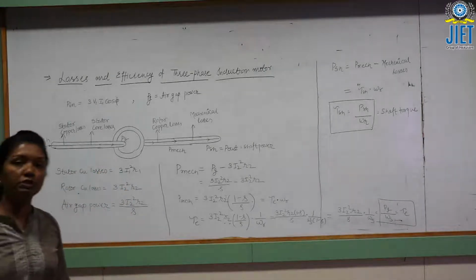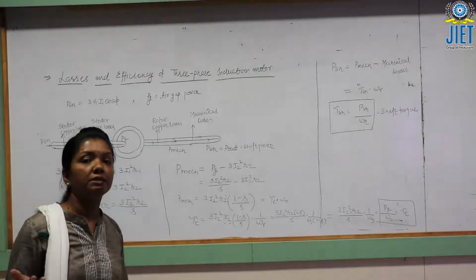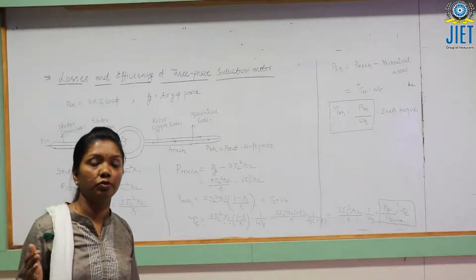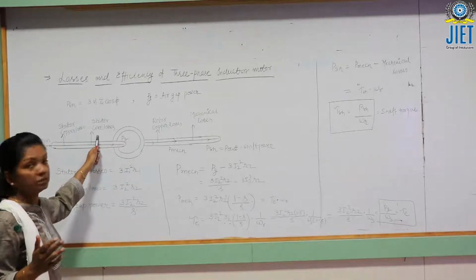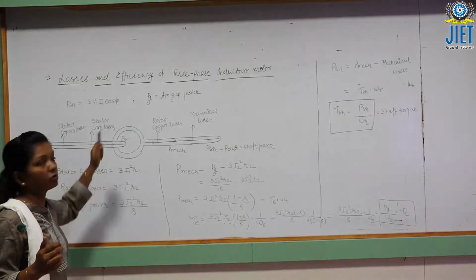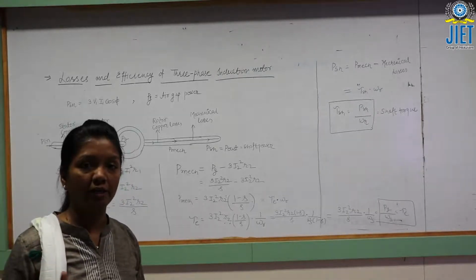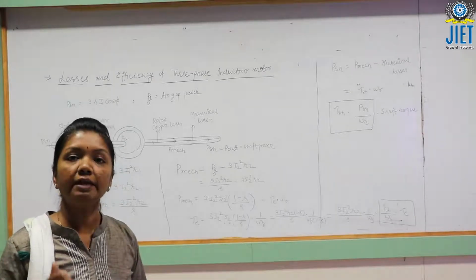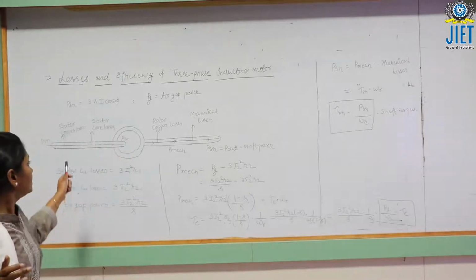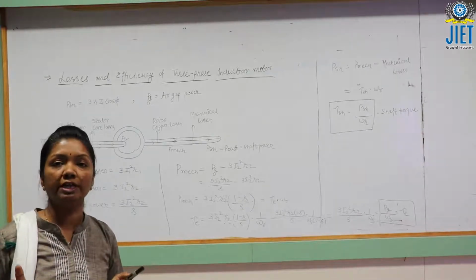Then when the current flows in the stator winding, the magnetic flux is established, and due to this magnetic flux, the stator core losses, which include the hysteresis and eddy current losses of the 3-phase induction motor, happen. So the second loss that exists in the 3-phase induction motor is stator core losses. These stator core losses depend upon the frequency of the applied voltage, the voltage itself, and the machine parameters, that is the magnetic circuit of the machine.